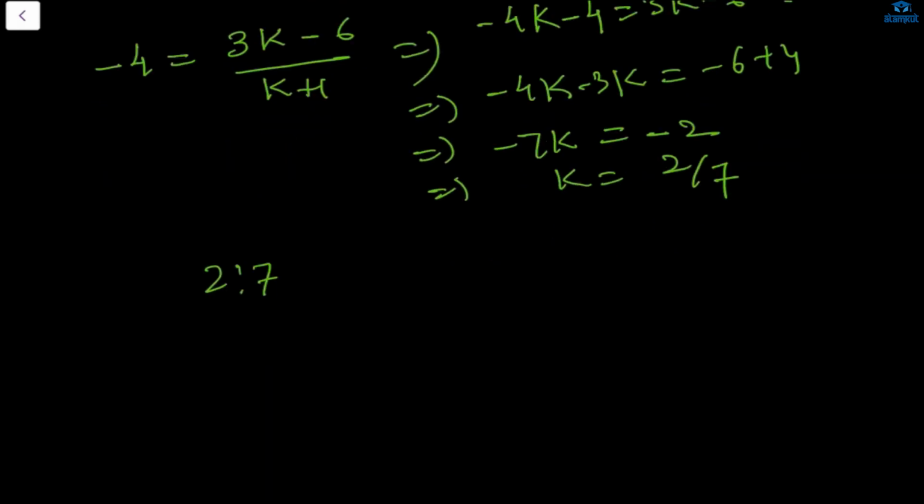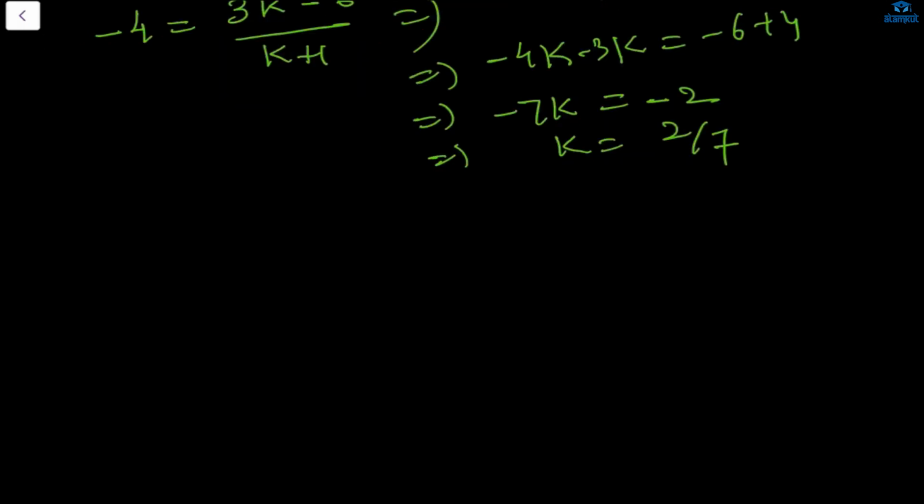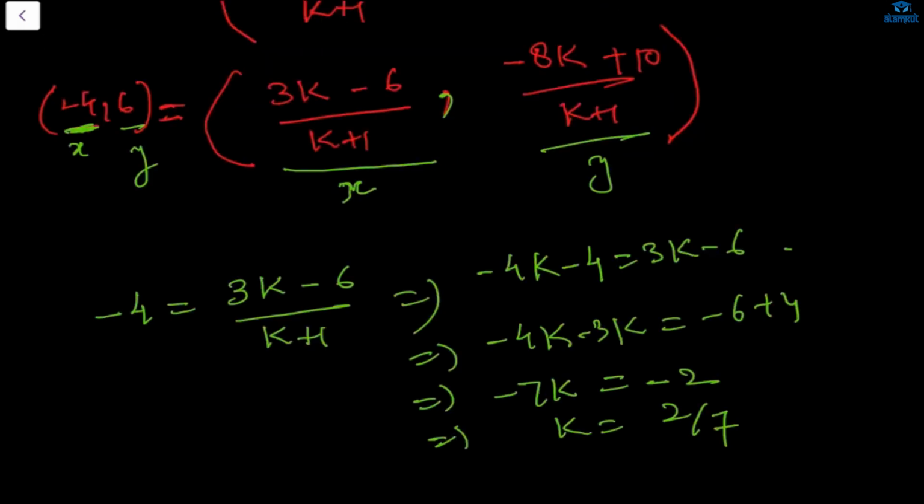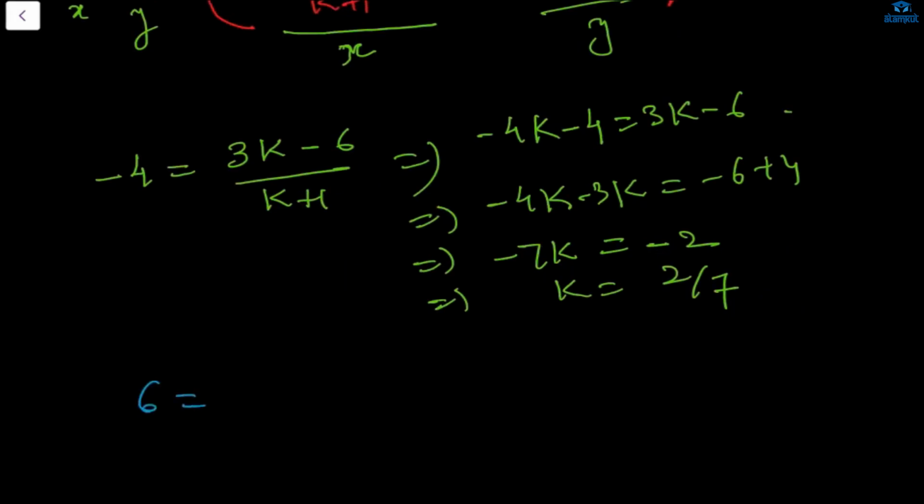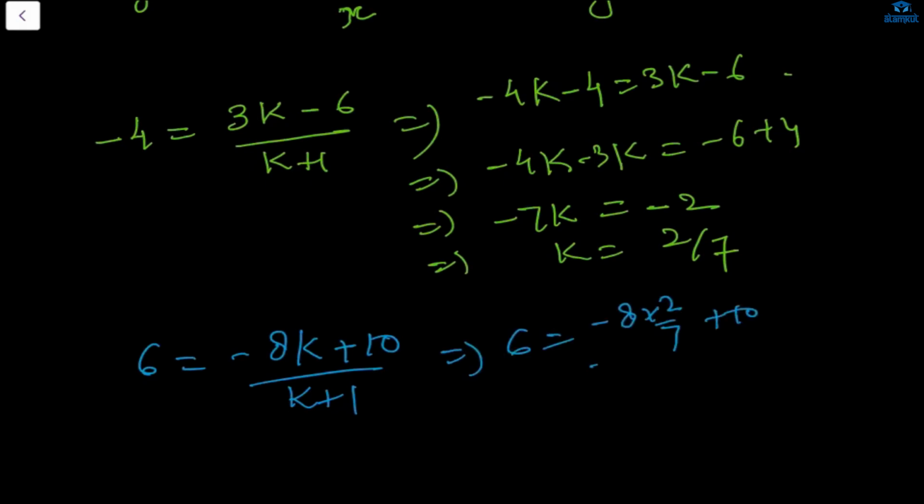Now you can verify your answer. How can you verify your answer? You are going to compare for the y, and then you are going to keep the value of k as 2 by 7. So what is here? 6 is equal to minus 8k plus 10 upon k plus 1. Now instead of k, we are going to write 2 by 7. So 6 is equal to minus 8 into 2 by 7 plus 10 upon 2 by 7 plus 1.